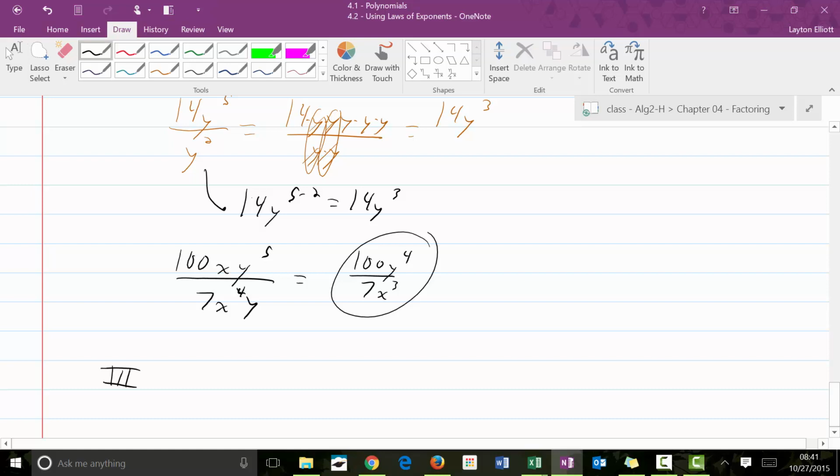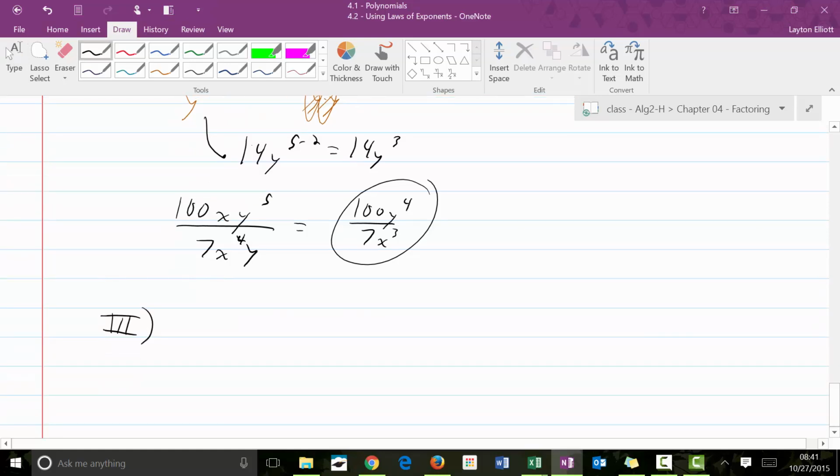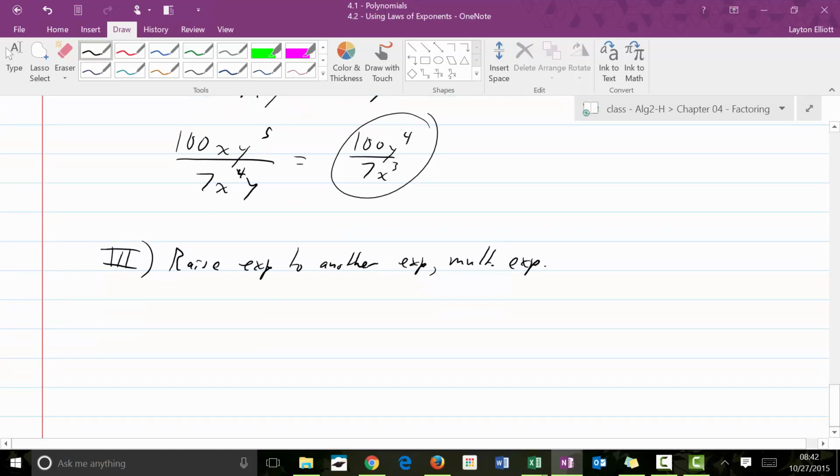Finally, my last rule is the rule about raising a power to a power. If I raise an exponent to another exponent, we multiply the exponents. So let me do the case of the quantity negative 2x to the 2nd raised to the 4th power. Now what I'm actually doing is saying negative 2x to the 2nd times itself 4 times.